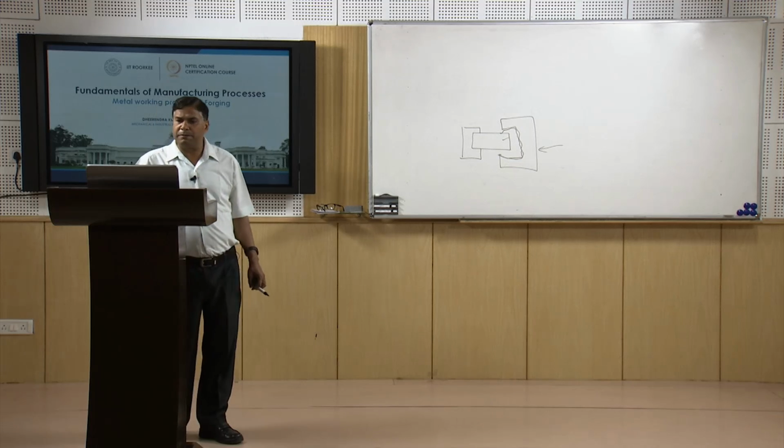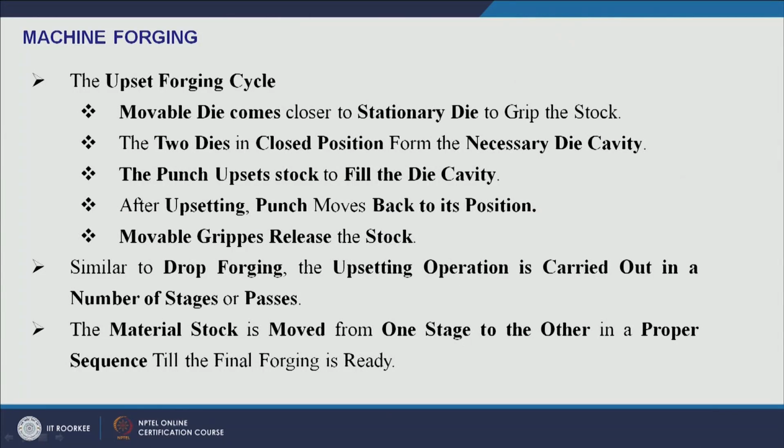The movable die comes closer to the stationary die with the grip on the stock, and the two dies in closed position form the necessary impression in the die cavity. The punch upsets the stock until it fills the die cavity, and after upsetting, the punch moves back to its position and the movable grips release the stock. So, this is similar to drop forging.